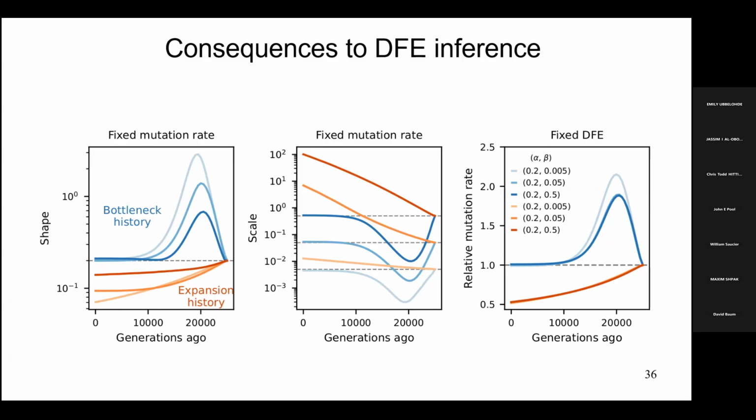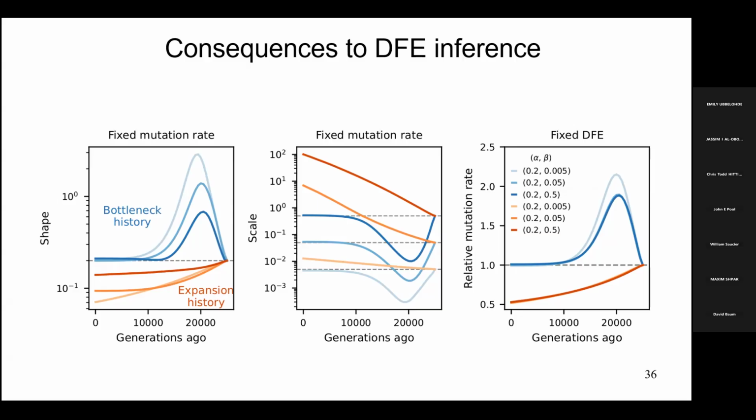Likewise, for the scale parameter of the DFE, here we have the true values shown by these dashed lines. And for the bottleneck, the bias grows and then shrinks as the new population size becomes a new equilibrium. And the bias in the inference of the scale for the expansion history grows throughout these 25,000 generations.